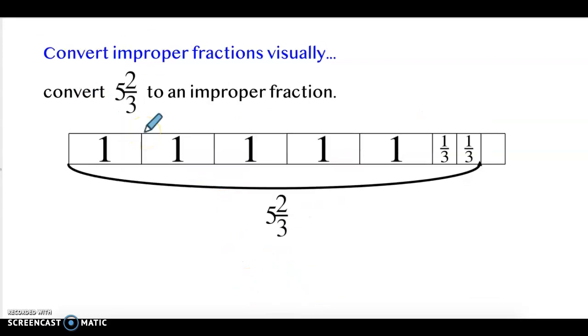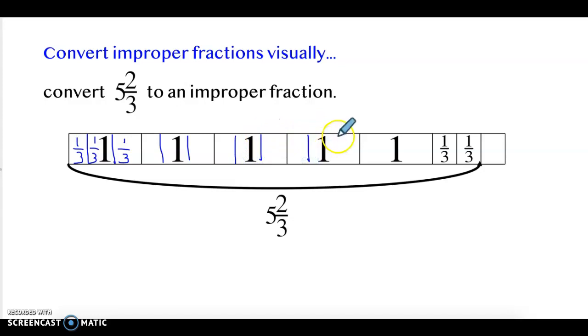Okay, so let's try another one. This time we're going to go from a mixed number into an improper fraction. So we have 5 2/3, and we want to make that an improper fraction. Well, each of these wholes can be split into thirds. So we would have a third here, and another third, and then finally one more third. And we would do the same thing for each one. So each whole can be split into thirds, just like this.